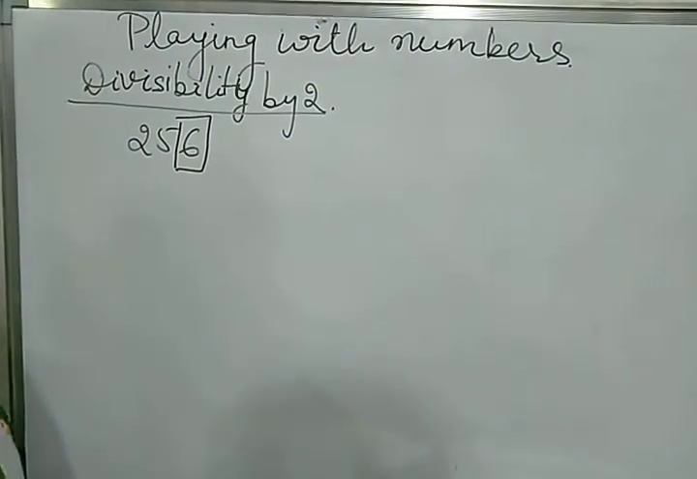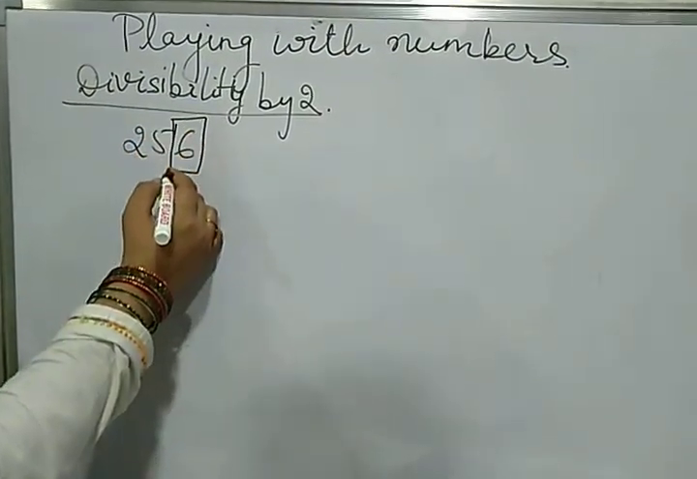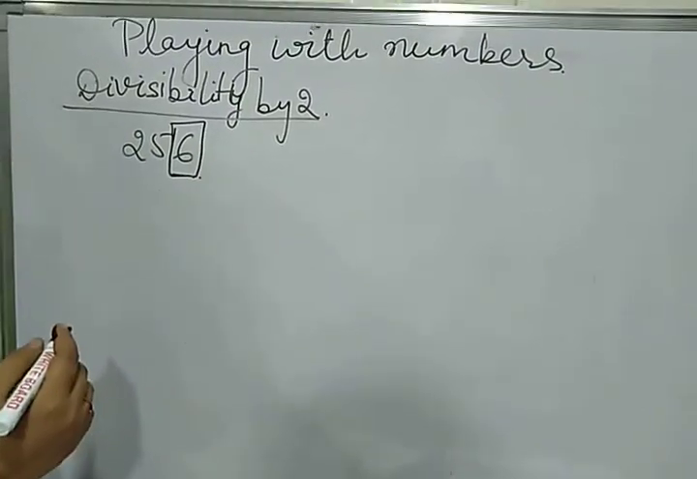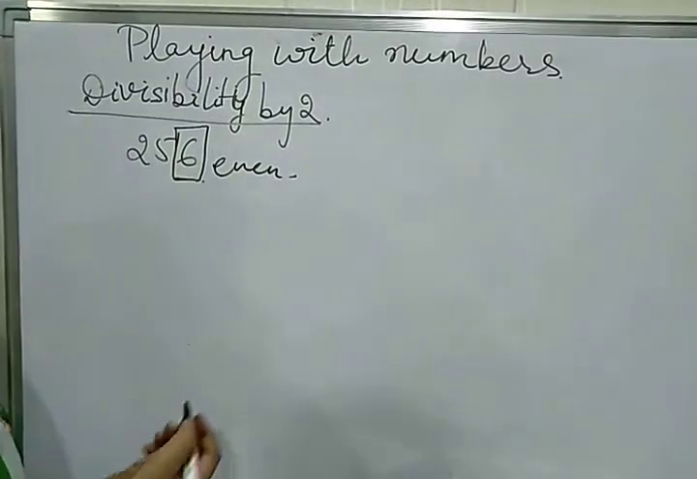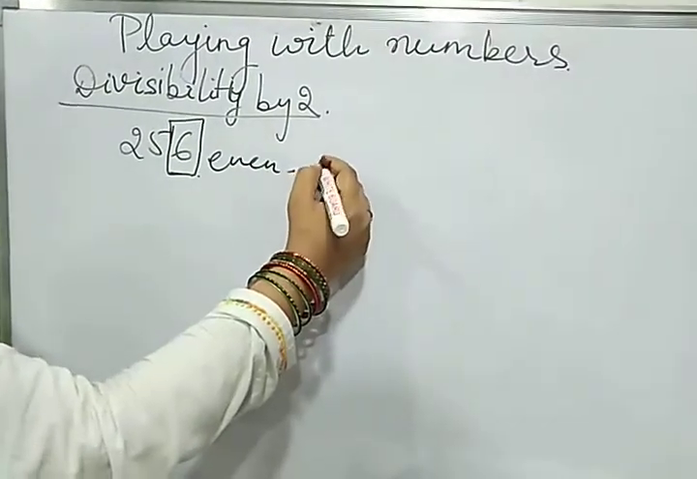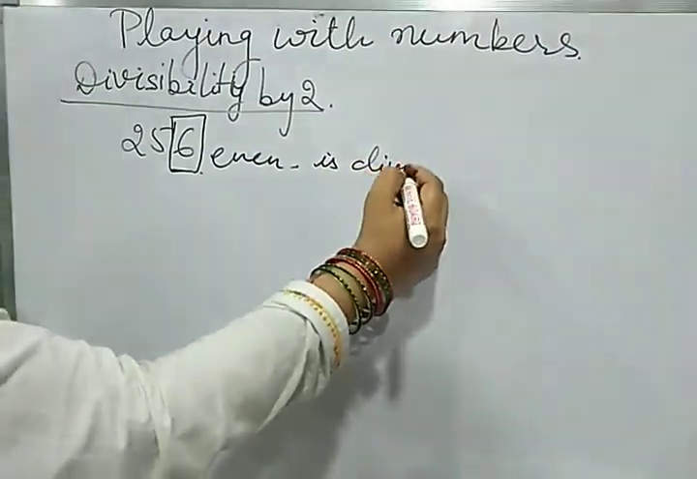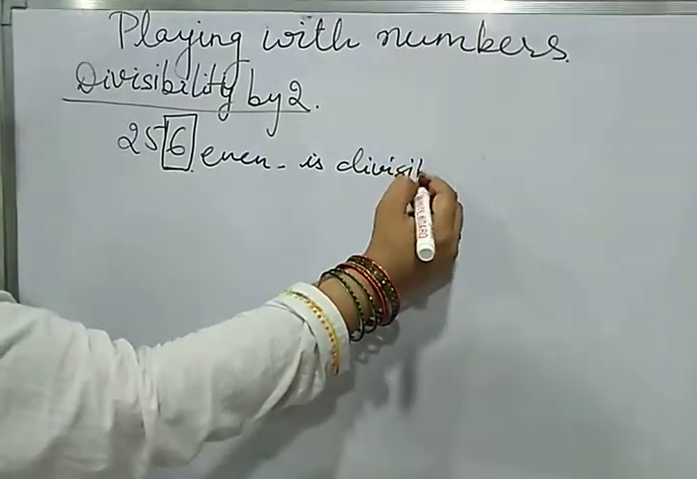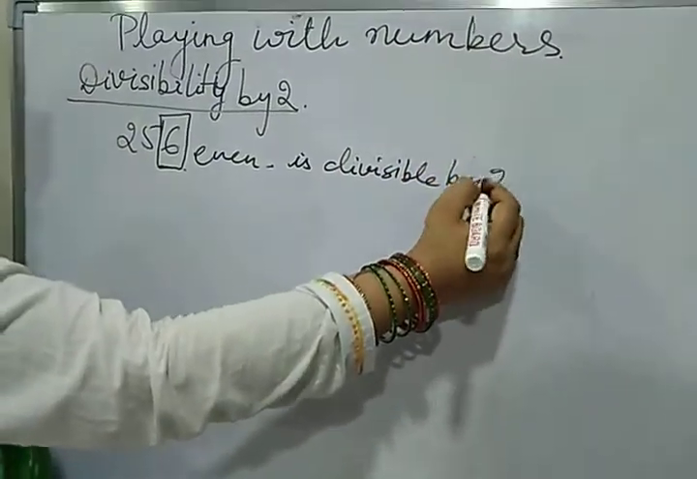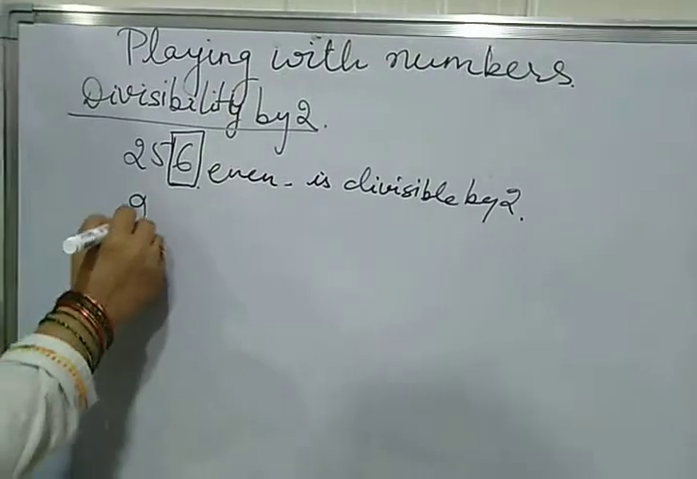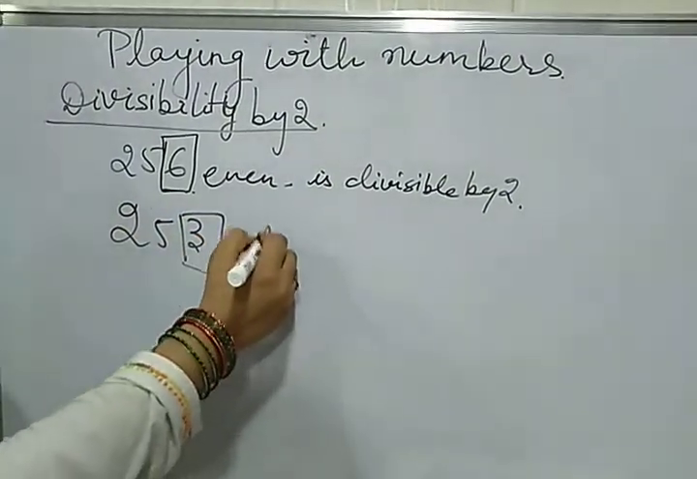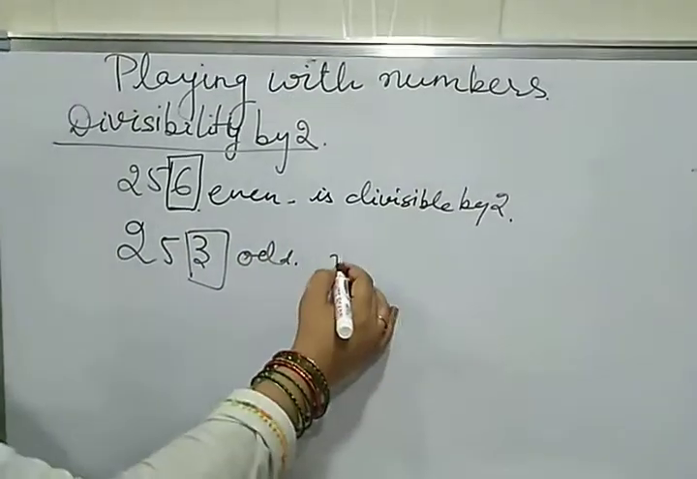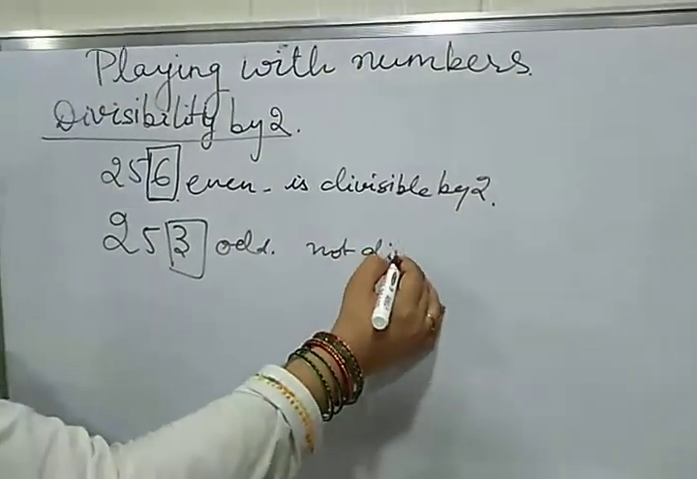For that, we will see the ones place digit of the number. If the ones place digit of the number is an even number, then the number is divisible by 2. And if the ones place digit of the number is an odd number, 3 is an odd number, so this number is not divisible by 2.